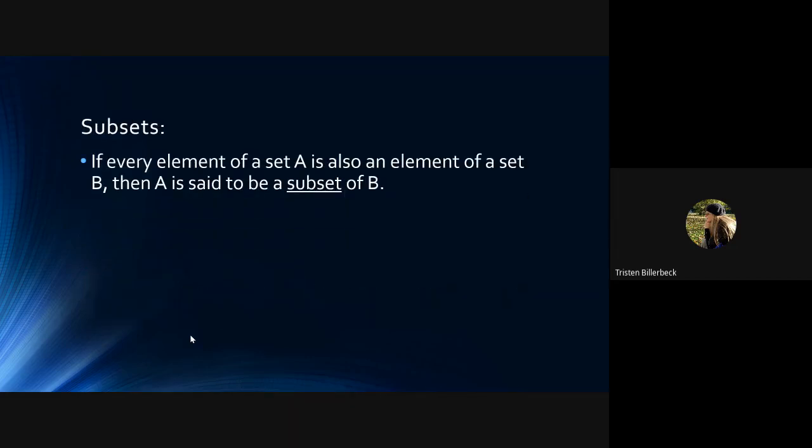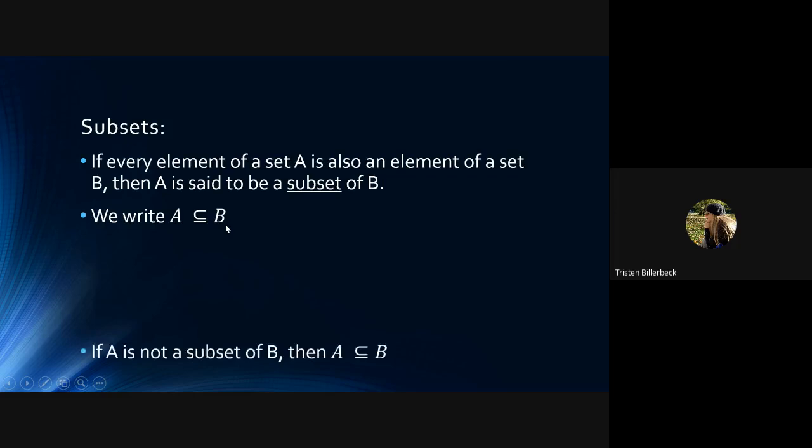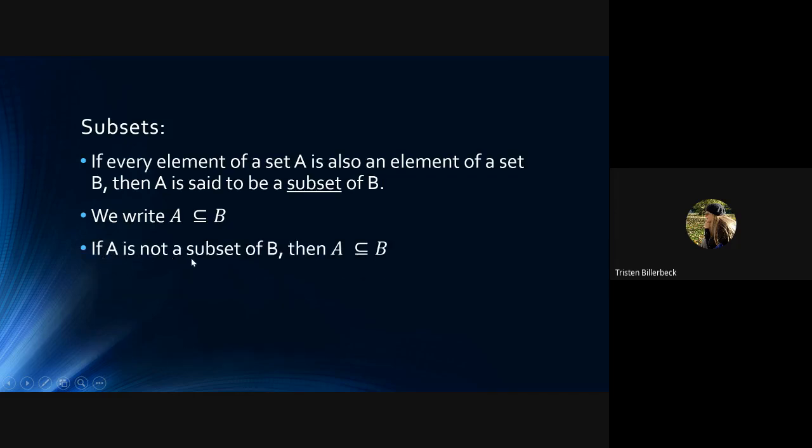Subsets. If every element of a set A is also an element of a set B, then A is said to be a subset of B. You write A is a subset of B. If A is not a subset of B, then A is not. This little line right there means not. So don't forget your not when it's a not. So if A is not a subset of B, it is written like that.